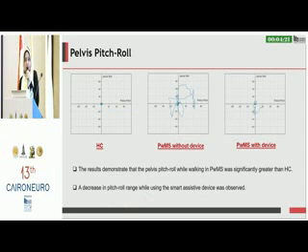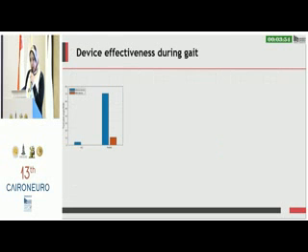Pelvis pitch and roll angles were also greater than healthy control, as we see in the middle column. We have values greater than the healthy control on the left-hand side. After using the smart assistive device for 1 week, patients with multiple sclerosis show enhancement in pelvis pitch and roll angles.